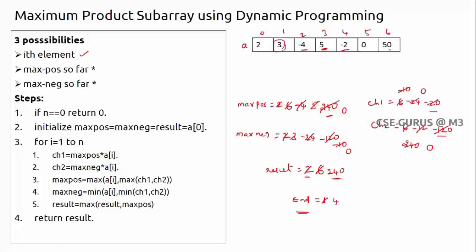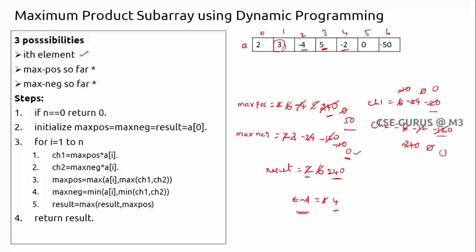Now the last element, 50. Choice 1 is of course 0, that is 0 into 50, 0, and choice 2 is 0 into 0, 0. And now what is max positive? A of i, the current element is 50, 0, 0, so max positive will change to 50. And max negative is the minimum of 50, 0, 0, which is 0 as it is. And result will be the max of max positive 50 and 240. Which is the maximum? 240, unchanged, so don't change this one also. So now the answer is 4.